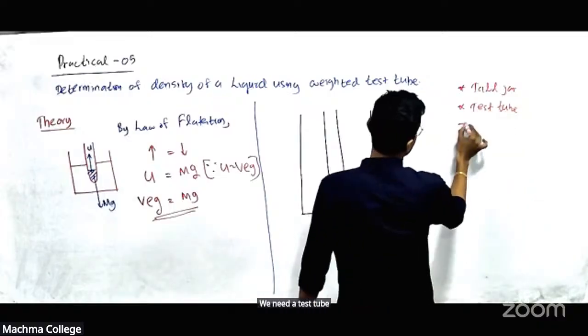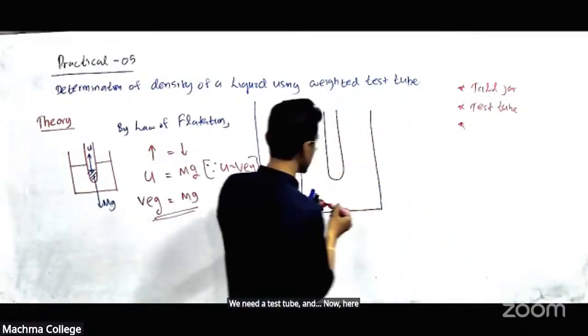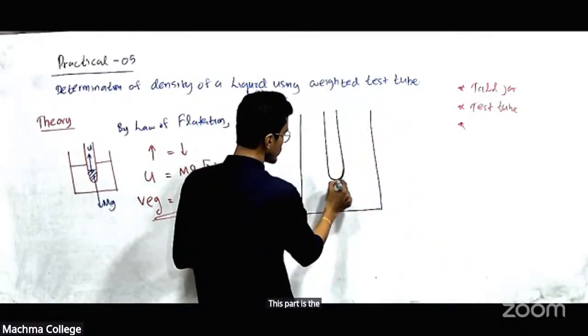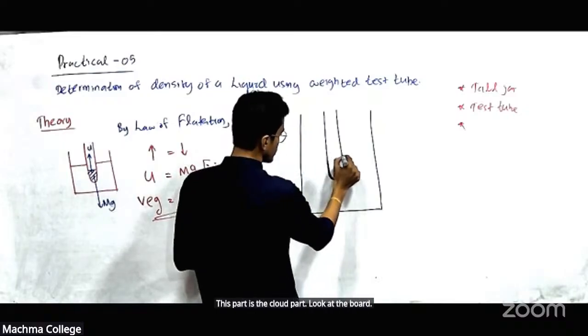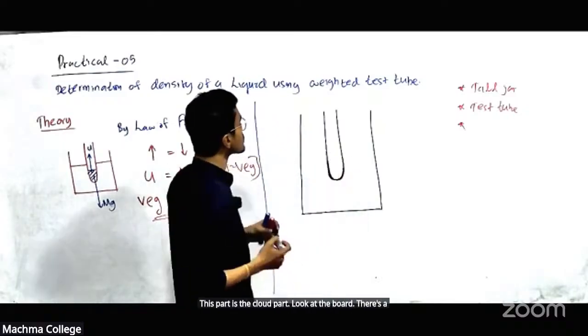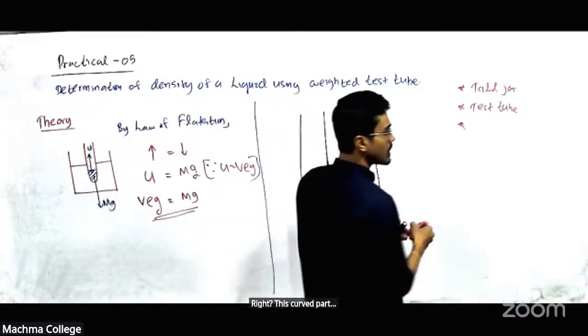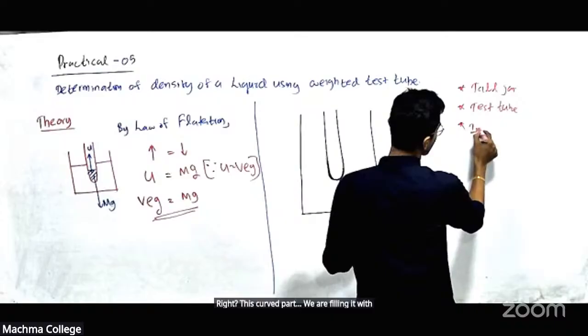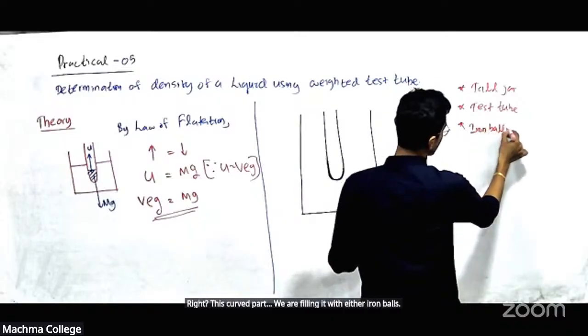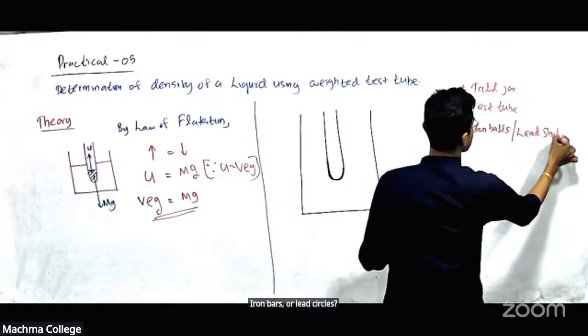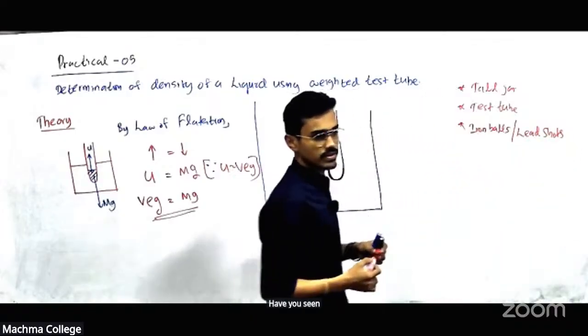And now here we have a curved part for any test tube. This part is the curved part. Look at the board. There's a nice idea here, right? This curved part, we are filling it with either iron balls or lead shots. Lead shots. Have you seen iron balls?